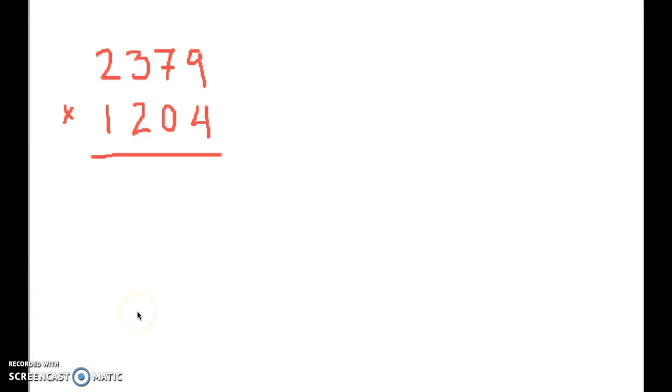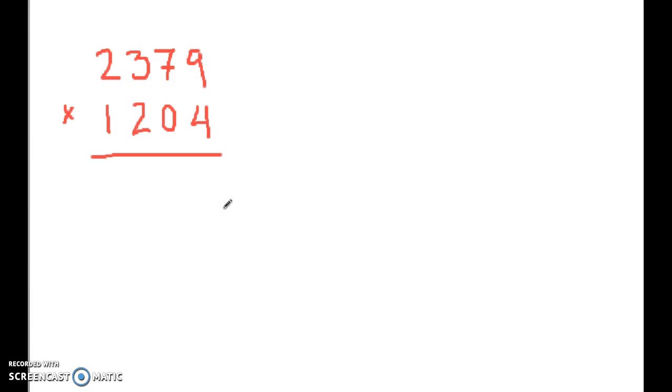Now let's move on to our longer multiplication problem, which is 2,379 times 1,204. To relate it back to the definition, this is really combining 1,204 groups of 2,379, and then we're going to count the result. So first we're going to start by multiplying with our 4, and we're going to multiply our singles first.